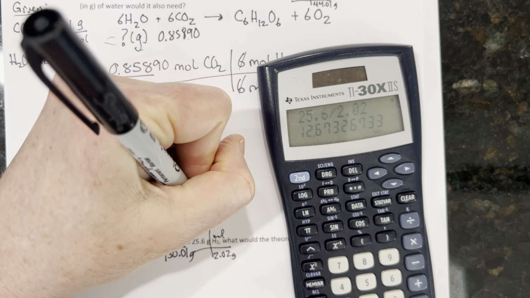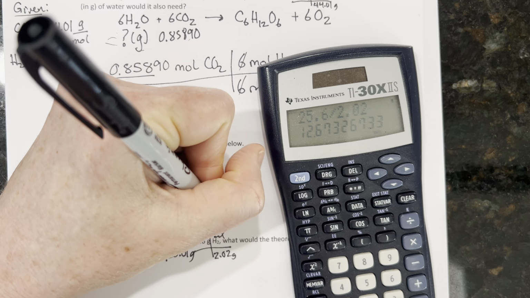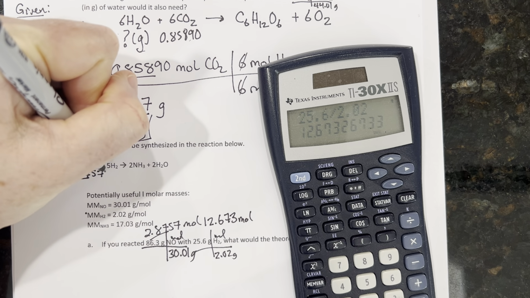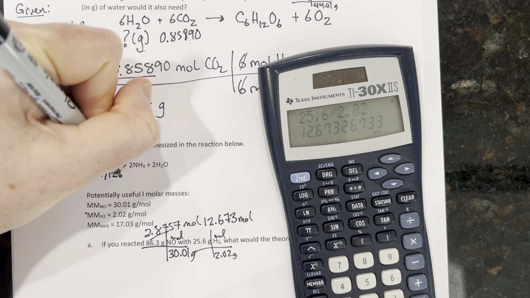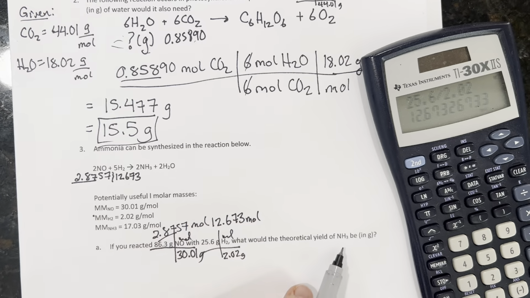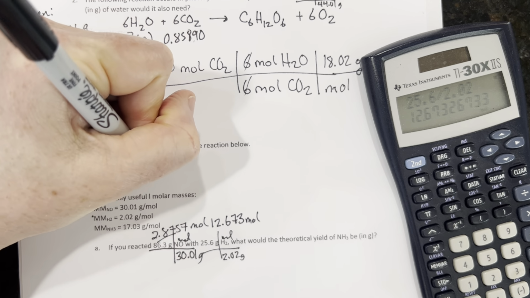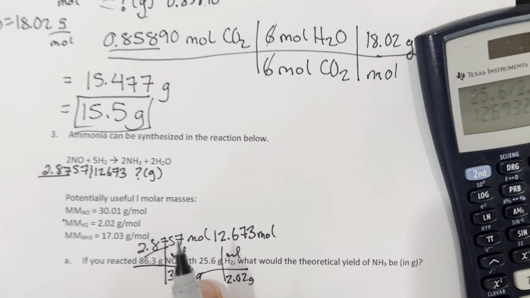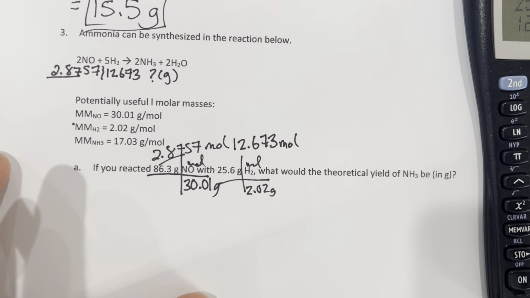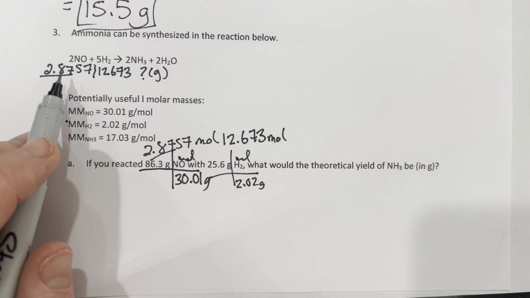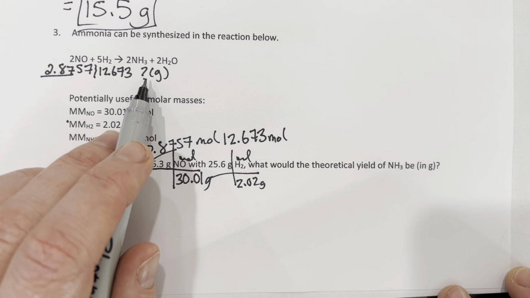And I get an answer of 12.673 mole. And it wants to know the theoretical yield of NH3 in grams. So there's our question mark, and it needs to be in grams. Zoom in a little bit just in case you can't see it. So we know our mole here, we know our mole here, we have a question mark over here.